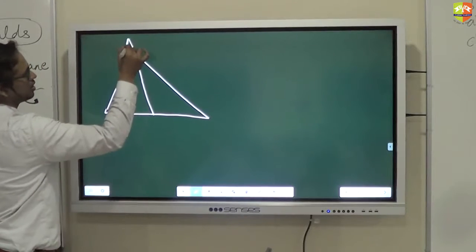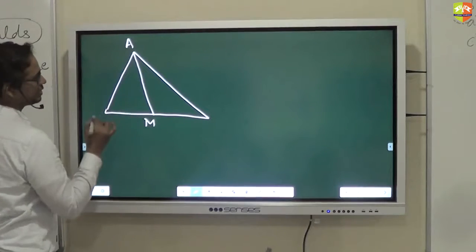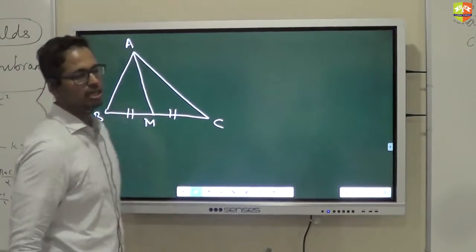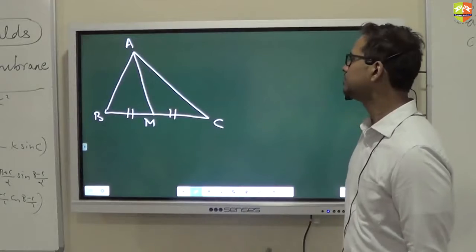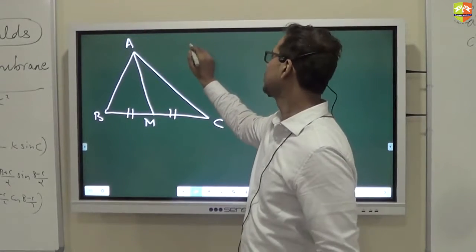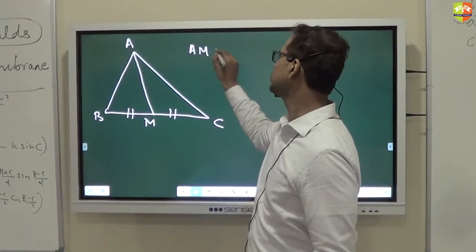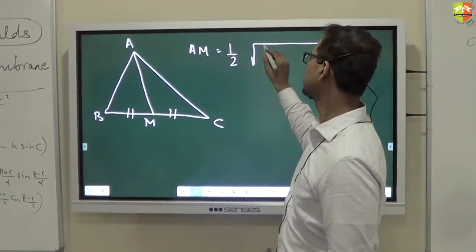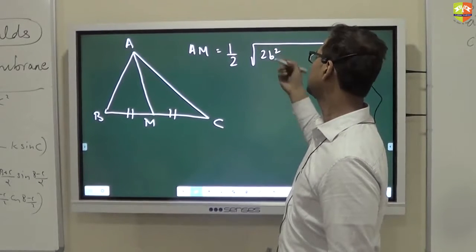Say AM is the median. In a triangle, let's say AM is the median. Prove that AM is equal to half under root 2b square.